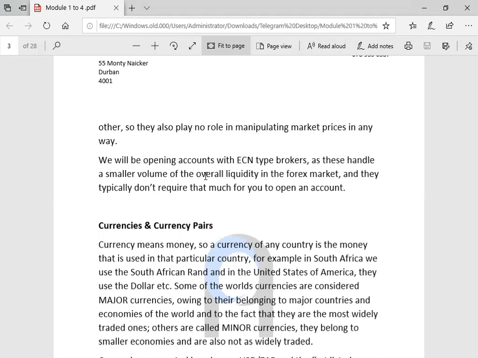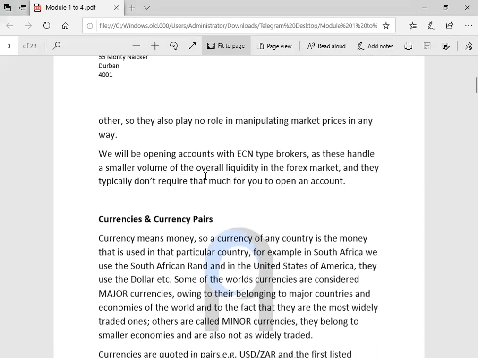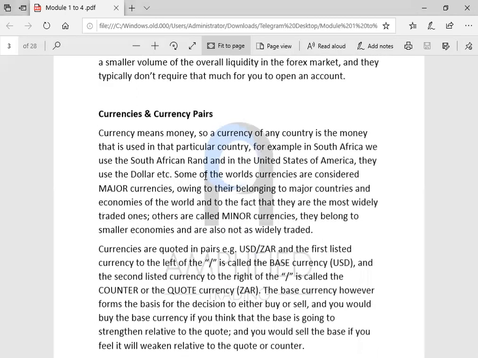Good. Now, currencies and currency pairs. Currency basically means money, so the currency of a country is the money used in that particular country. I won't give examples of that because they're quite self-explanatory. Now, there are major currencies in the world which belong to the more developed countries, and the minor currencies are the ones that belong to the smaller, developing, second and third world countries. Okay, now, currencies are quoted in pairs.